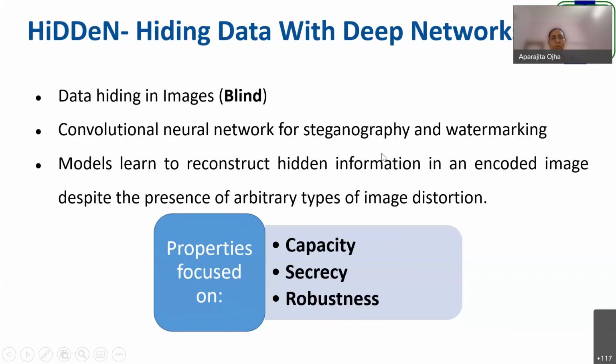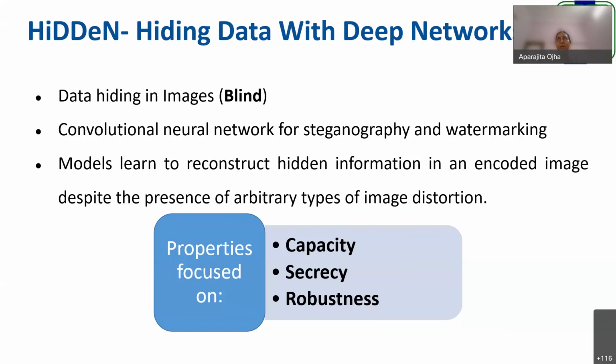So convolutional neural networks are used for steganography and watermarking here. The models learn to reconstruct hidden information in an encoded image, despite the presence of arbitrary types of image distortions. It is assumed that in image steganography, we are hiding data within an image and then communicating this stego image, which also contains the data, through an open channel. When we send it through an open channel, there can be many intentional or unintentional distortions, due to noise or channel difficulties.